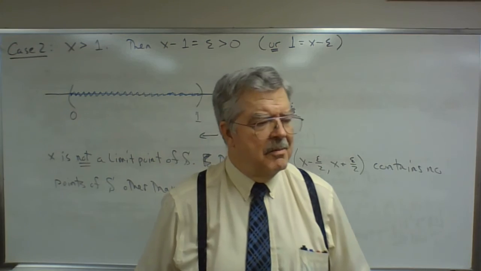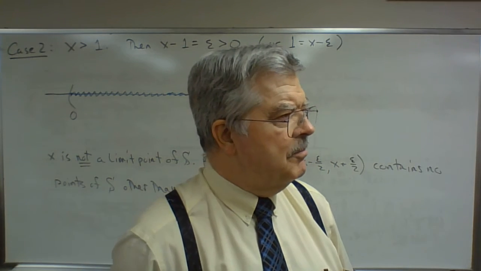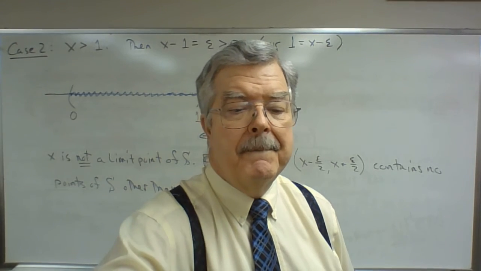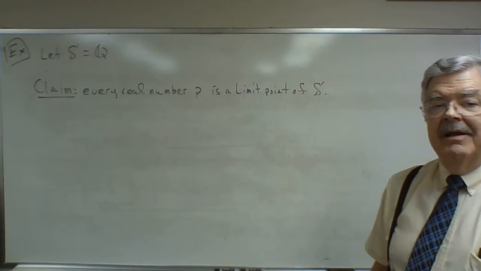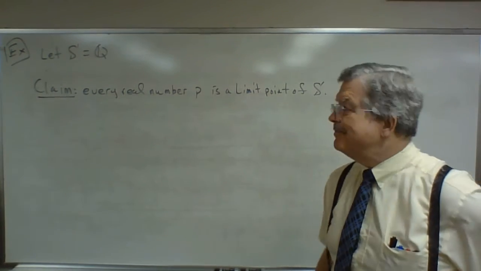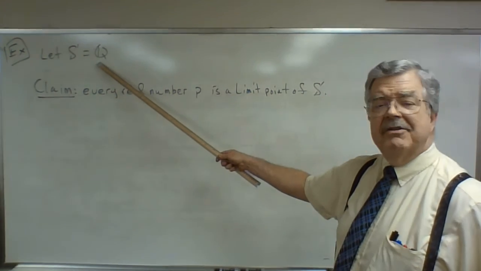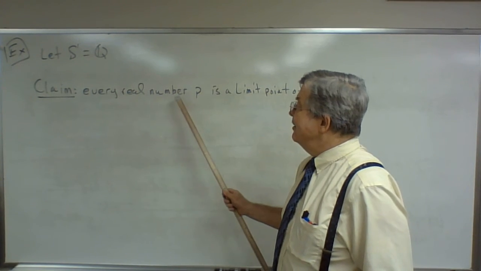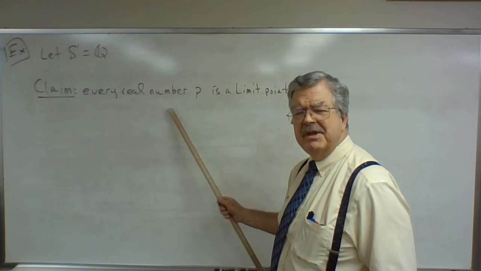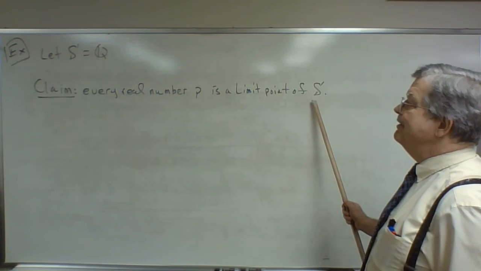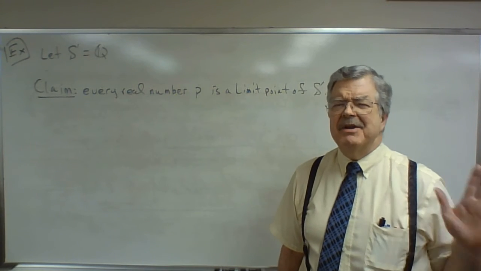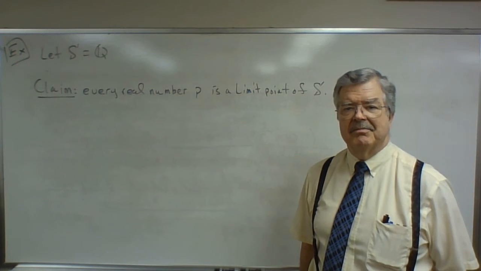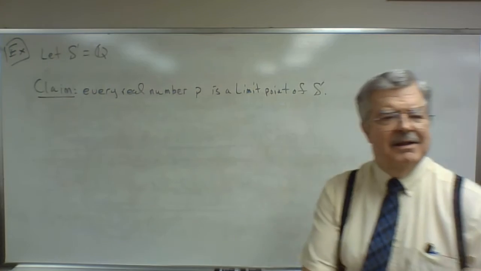Now I think we want to look at some other examples. We've exhausted the open interval from 0 to 1. We're going to look at something else now. Here's a nice example. Let S be the entire set of rational numbers. I claim that every real number P is a limit point of S. In other words, every real number is a limit point of the set of rational numbers. Let's prove it, okay?